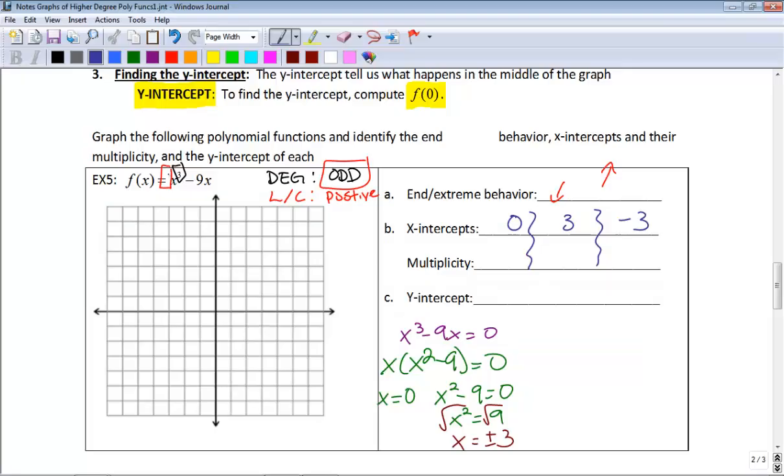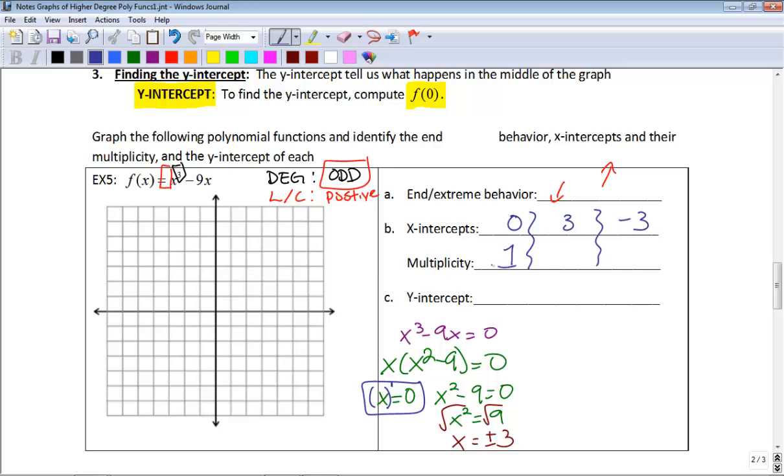Well, now I need to figure out the multiplicity. So how many times is 0 a solution, an x-intercept, for this function? So I need to find its multiplicity. It was only a 0 once, right? Because if I look there, I can raise x to the first power, which means that I have a multiplicity of 1. Well, then 3.